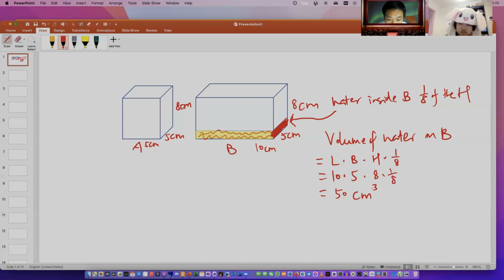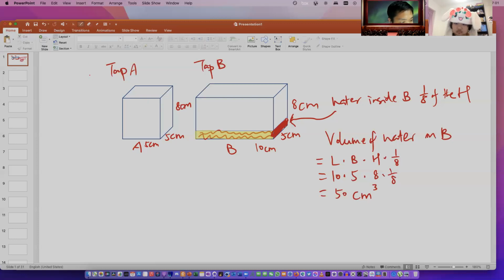So far so good. Now the question is, you have a tap A, you also have a tap B. Let me start with the same container first, because I don't want to make it complicated. I will make it complicated later on, but at the moment I don't want.